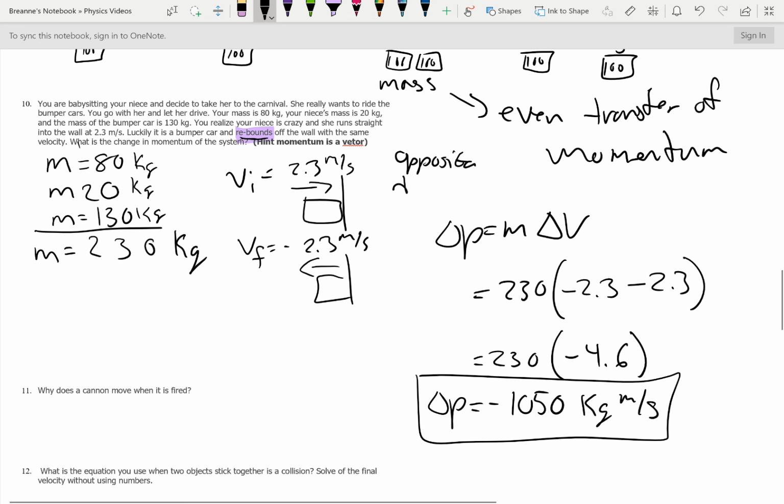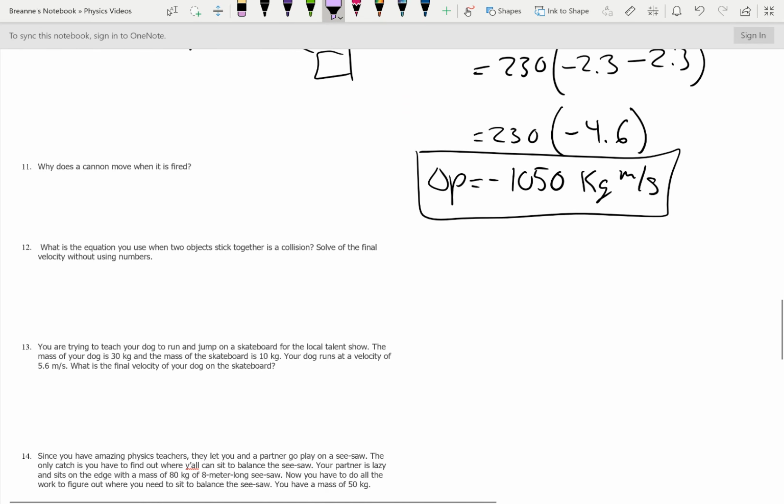Opposite direction. So rebound means opposite direction. So if you're positive, then it switches to negative. If it's negative, it switches to positive. But there you go. So why does the cannon move when it's fired?